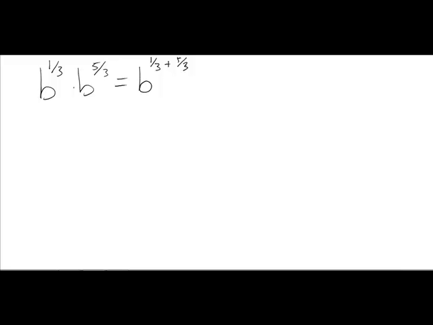b to the 1/3 times b to the 5/3 means add your exponents. So 1/3 plus 5/3 is 6/3, right? So really what we have here is b to the 2nd power. I'm just reducing 6/3 to 2. Bueno. Alright, that was your basic example of product rule.